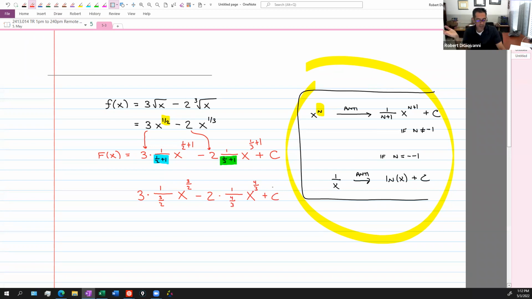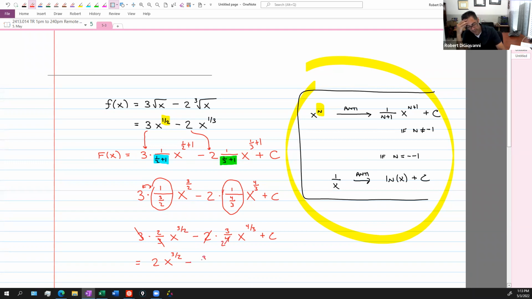The only thing really left for me to do is to take these 1 over things right here, flip them, and then multiply them together with the number in front. So when I flip that one, it becomes 3 times 2/3 x to the 3/2 minus 2 times 3/4 x to the 4/3 plus c. And now these 3's cancel, so I get 2 x to the 3/2. And then this 2 and 4 reduce out.